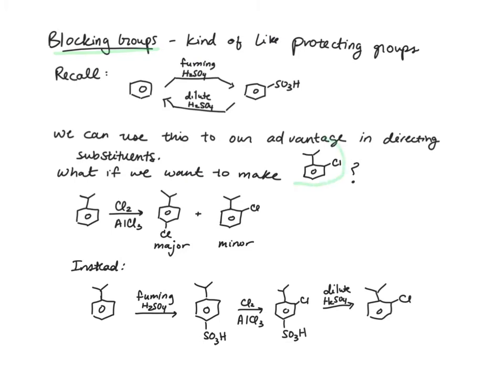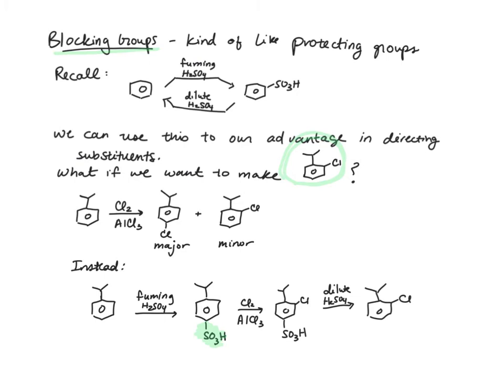So what if we want to make this compound, isopropyl chlorobenzene? We know that if we treat isopropyl benzene with chlorine and aluminum trichloride, we get this product as major, where the chlorine is para to the isopropyl group, and that's because of electronic effects and steric effects. Electronically, we can still put a chlorine ortho to the isopropyl group, but because of sterics, it's not going to go there. So what we need to do is install a blocking group para to the isopropyl group. So we'll put this SO3 group para to the isopropyl group using fuming sulfuric acid.